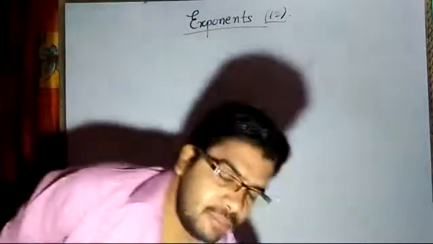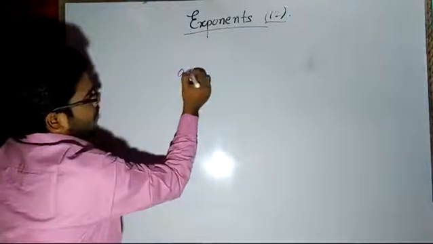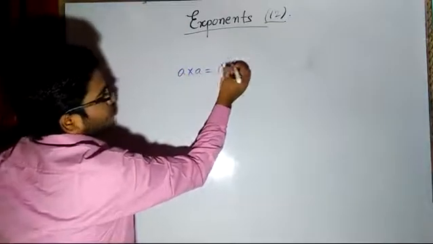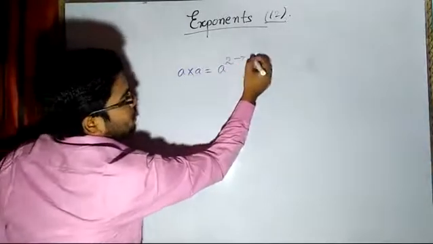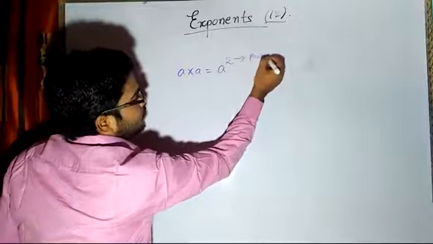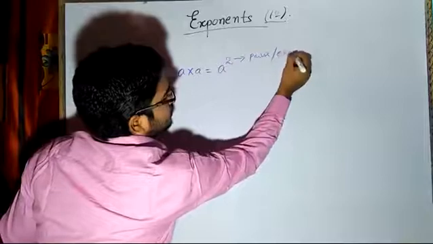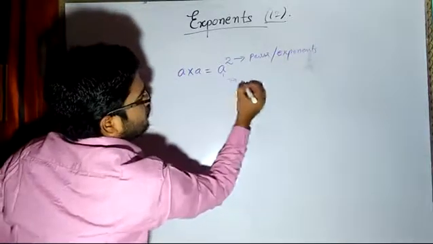Any number which can be written in the form of a raised power b. Like I have a number a into a. If I am writing a raised power, I can write 2 times. A is written 2 times, so I have written the power. So this is called as power or exponent, and this is called as base.